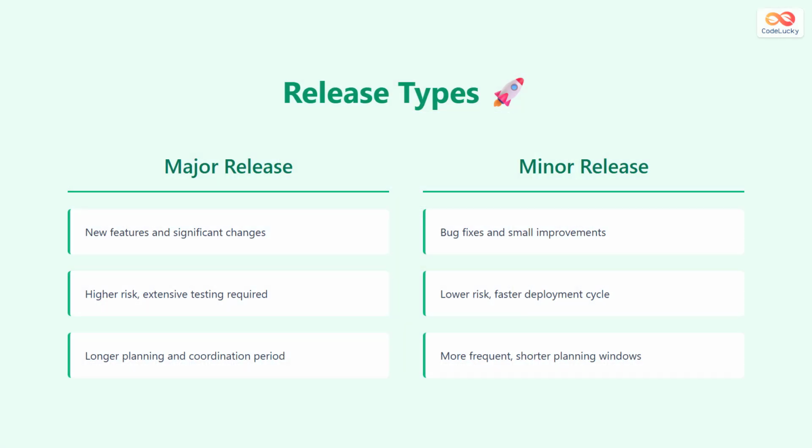There are two main types of releases. Major releases introduce new features and significant changes to the product. These involve higher risk because more code is changing, require extensive testing, and need longer planning periods with comprehensive coordination. Minor releases focus on bug fixes and small improvements. These have lower risk, can be deployed faster, happen more frequently, and require shorter planning windows since fewer components are affected.